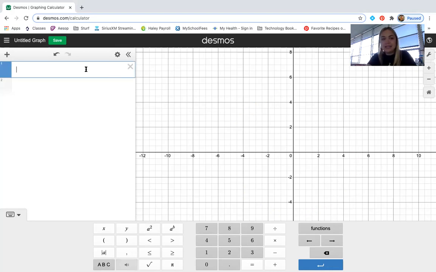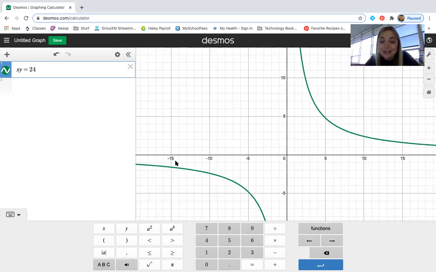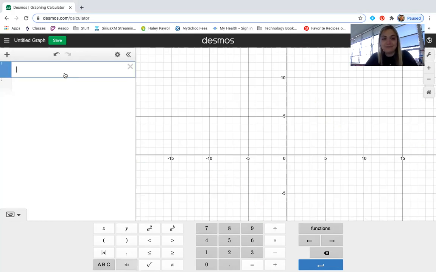Okay, let's go to I. I is x, y equals 24. This one seems pretty nice and normal, and it is not. You can see that it's got this like double curve thing again. Do not circle I.